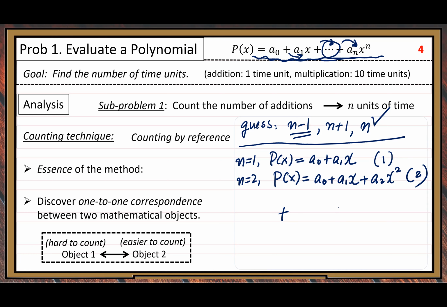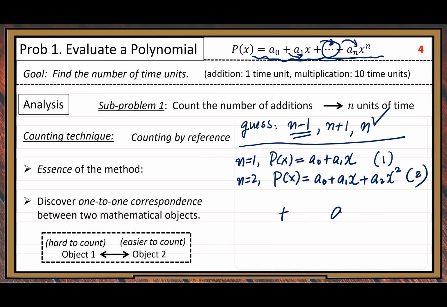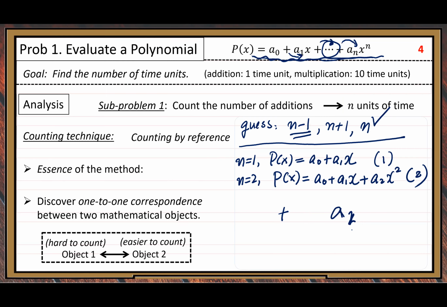Let me say AK. Now you can see that for the plus sign, it's hard to keep track of. Now we shift to counting the number of subscripts, because there is a one-to-one correspondence. Each plus sign can be mapped to one of the subscripts.